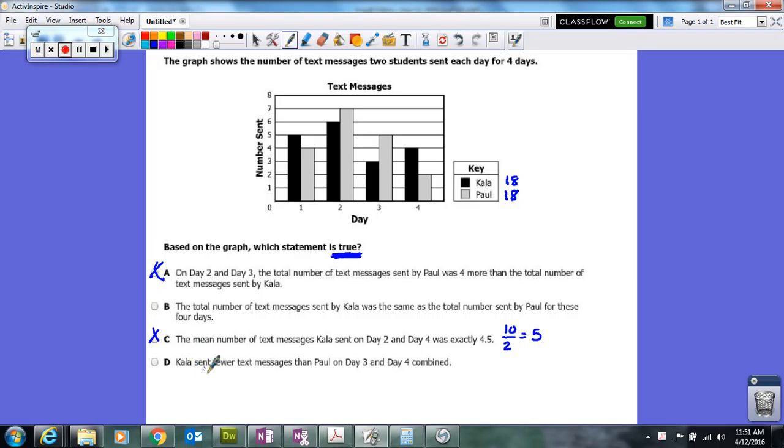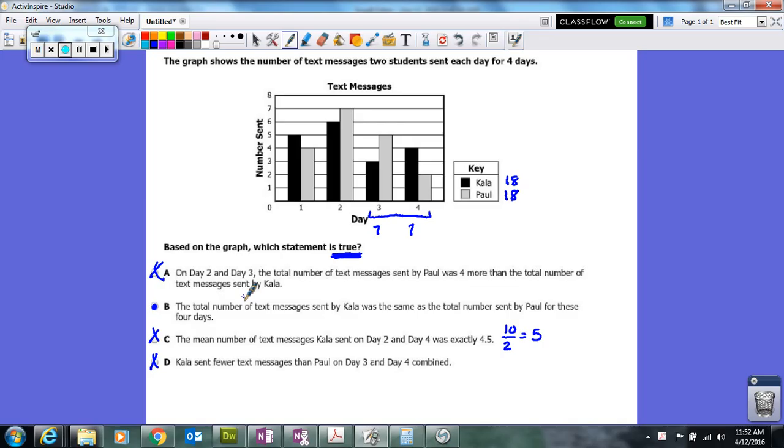And then the last one, Kayla sent fewer text messages than Paul on days 3 and 4 combined, so we're just looking at these 2 days right here. Kayla on day 3 sent 3, and then she sent 4 more here, giving her a total of 7. That's for Kayla. Paul sent 5, and then he sent 2 more on this, so he sent 7 also. So they didn't send fewer or more, they sent exactly the same number on those 2 days. So this is a wrong answer as well, telling us answer B is the correct answer.